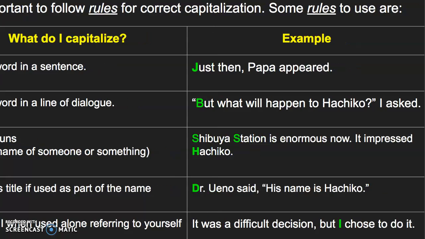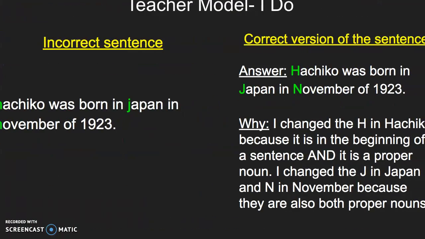All right, now we're going to go to a teacher model. This is what you guys are going to be doing, but I did an example for you. On your left, you're going to see the incorrect sentence. That means there's something wrong with it, maybe a couple things. Hachiko was born in Japan in November of 1923. So I'm asking myself, what do I need to capitalize here? What needs to be changed?